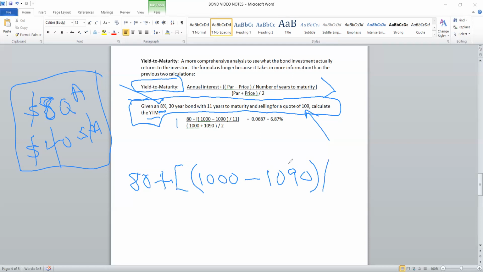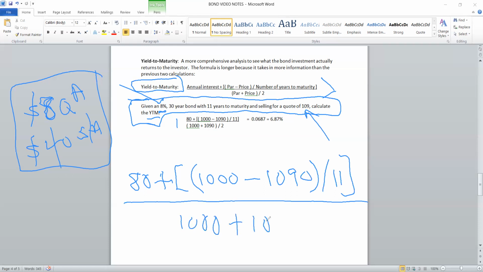Divided by the number of years to maturity. So what does it have here? Given an 8% 30-year bond with 11 years to maturity, we're going to put divided by 11. And I'm going to close that bracket. Then this is going to be divided by par plus price over 2. So right in here, I'm going to do the same thing. It's got to be 1,000 plus 1090 over 2. There it is, yield to maturity.